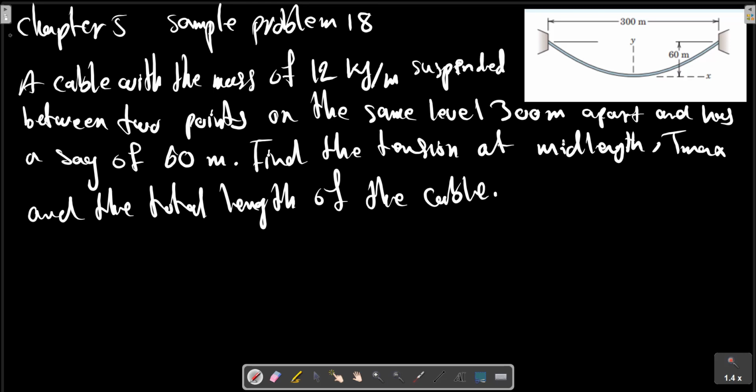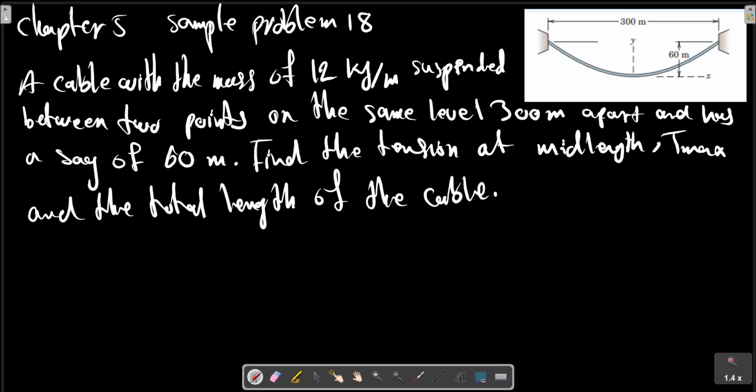A cable with a mass of 12 kg per meter is suspended between 2 points on the same level, 300 meters apart, and has a sag of 60 meters under only its weight effect. Find the tension at mid-length, the maximum tension on the cable, and the total length of the cable.